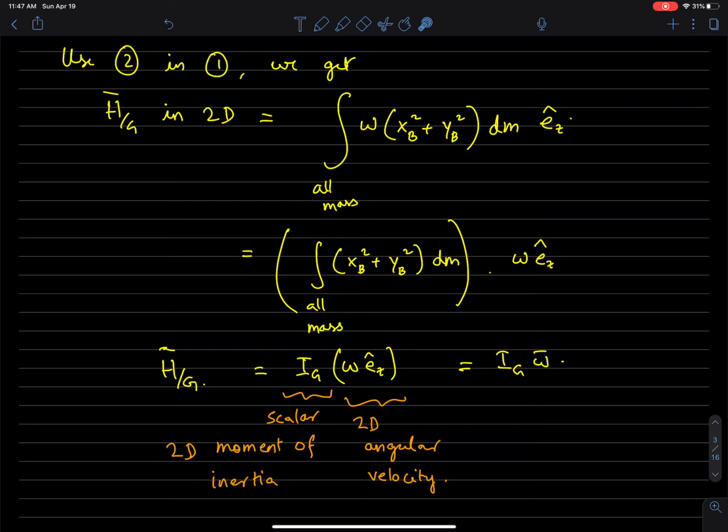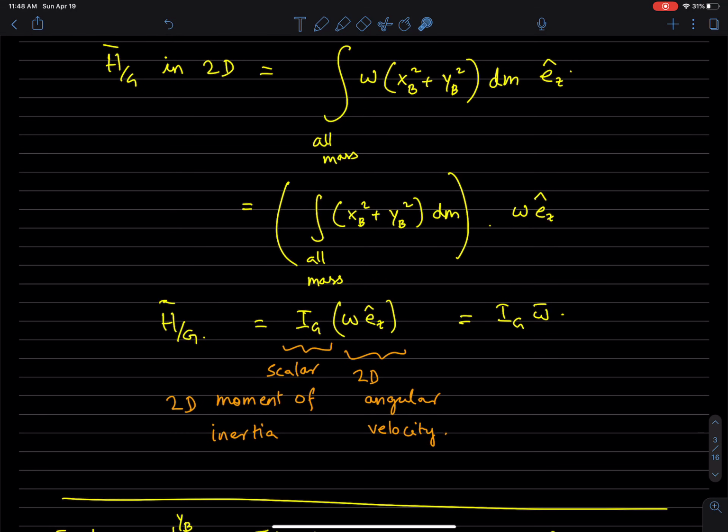Omega itself is just a single quantity that is applicable for the whole rigid body. Omega cannot depend on the position of the point you're considering. Omega is a property of the whole rigid body, so it can come out of the integral. xb and yb represent the various points on the rigid body. Ez is just a constant vector as well. So this quantity becomes this integral times omega ez. And this integral, xb squared plus yb squared dm, integrated over all the mass in the rigid body, is what we call the moment of inertia.